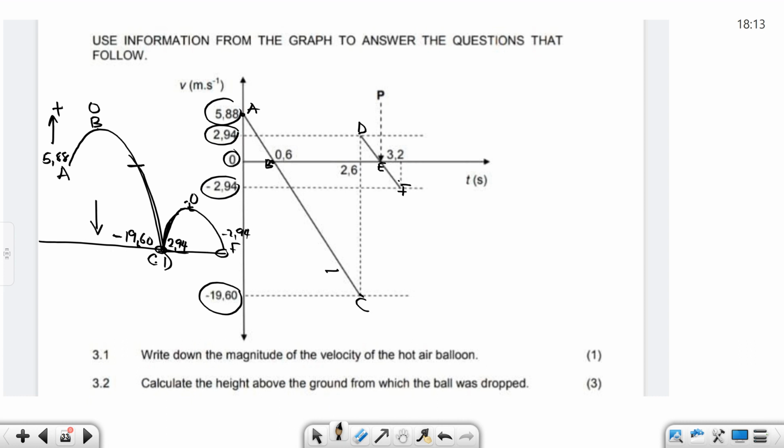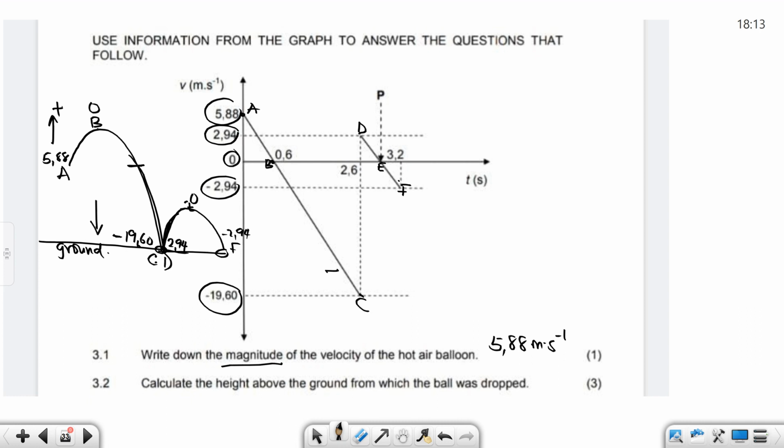Write down the magnitude of the velocity of the hot air balloon. Okay? It's just a number. What is it? 5,88. It doesn't mean you should not write the unit. Calculate the height above the ground from which the ball was dropped. Wait. Hold on. Where's the ground? I want us to use what we've sketched. Where's the ground? Here. Is that fine?